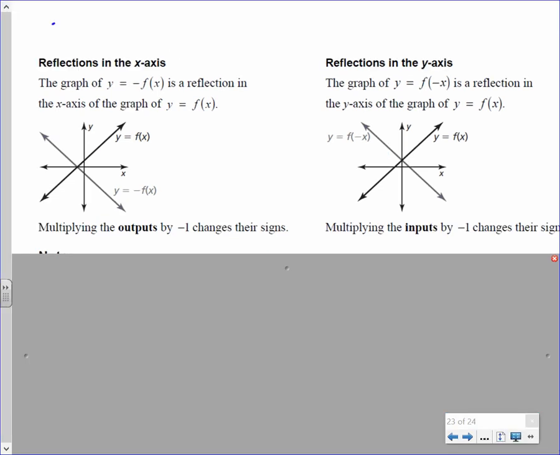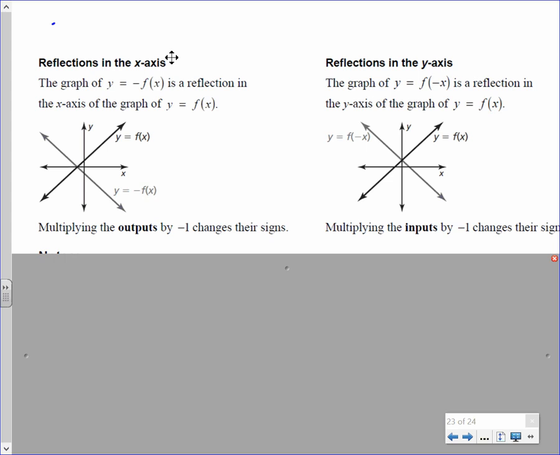All right, so reflections in the x-axis. On that graph paper I just passed out, what do we multiply, the inputs or outputs, to reflect it in the x-axis? Output. So look at what it says: the graph of y equals negative f of x. Look, the whole function is negative, because the outputs would be the function itself. The inputs would just be x.